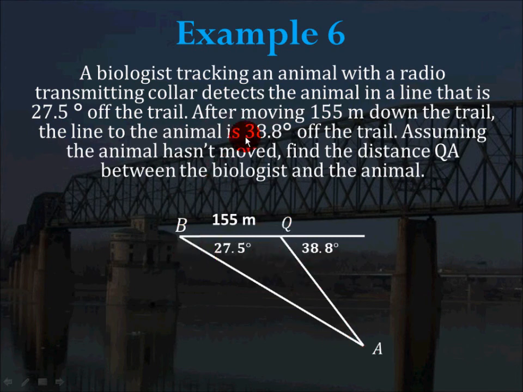Now, fortunately for you, or maybe not, you probably can figure this out yourself, I gave you a picture. You start here, the angle to the animal is 27.5 degrees. You go down the trail, assuming it's straight, which you kind of have to, and now the angle here is 38.8 degrees. Figure out what QA is. See if you can do that based on what you know about figuring out the measures of angles.